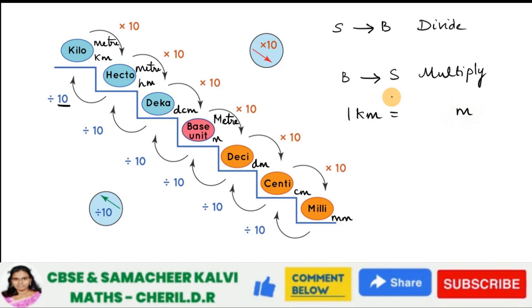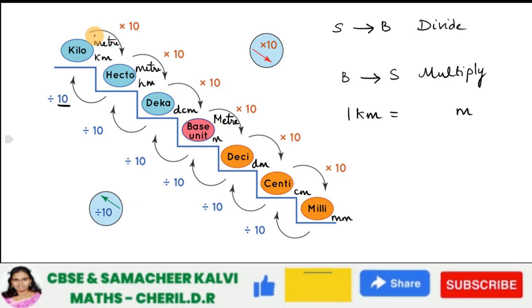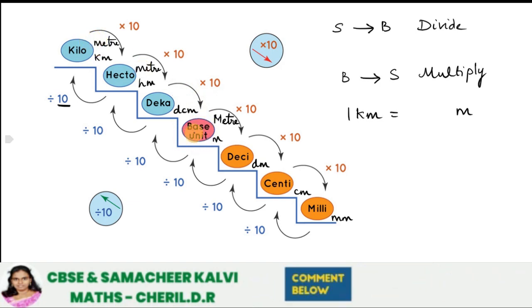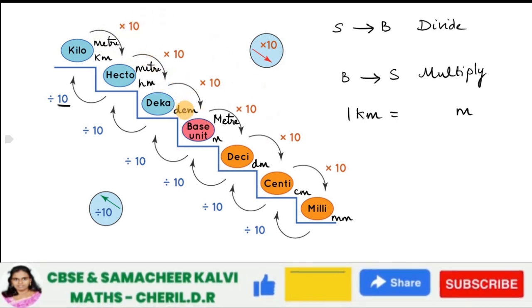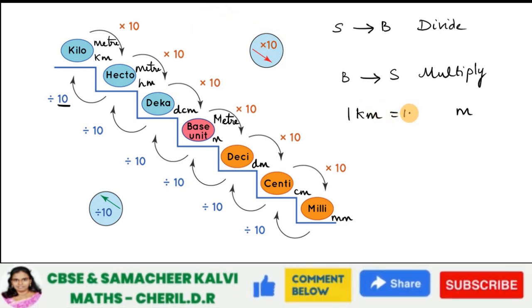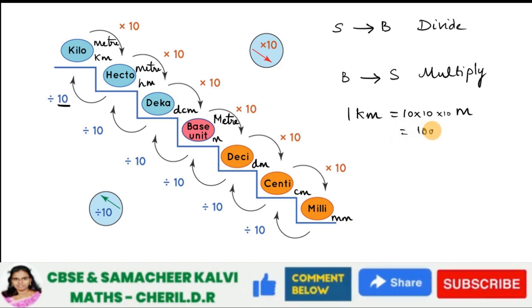How do we say this? Look at this picture. Here we have kilometer. In order to reach the meter, how many steps do we take? 1, 2, 3. So we have to jump 3 times to reach the meter. So 3 times you have to multiply by 10. It is not 3 into 10. It is 3 times you are multiplying 10, that is 10 into 10 into 10, which is 1000 meter.